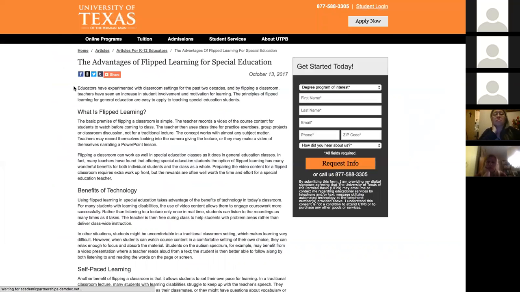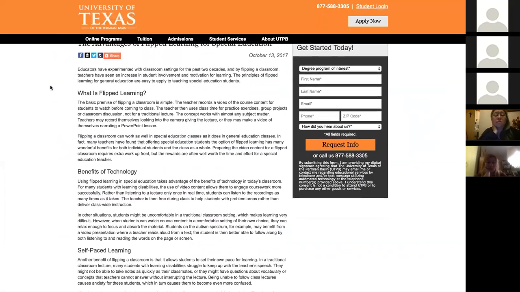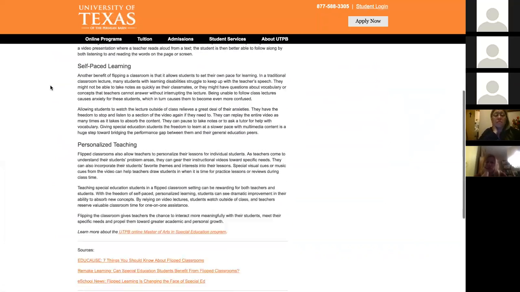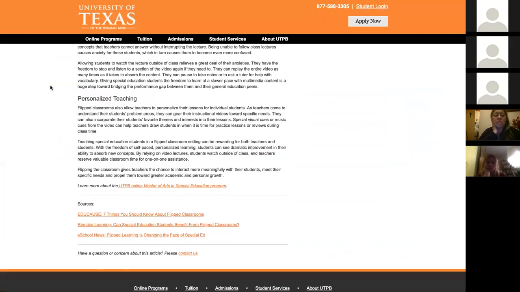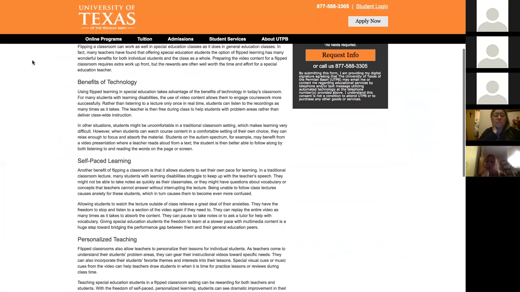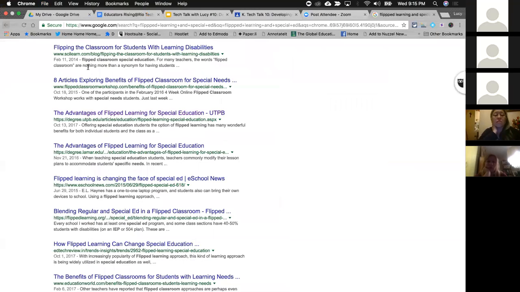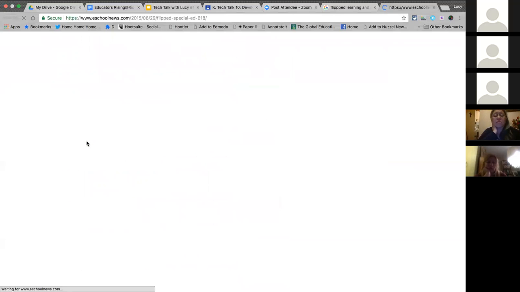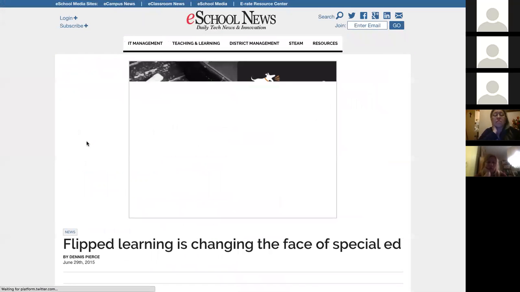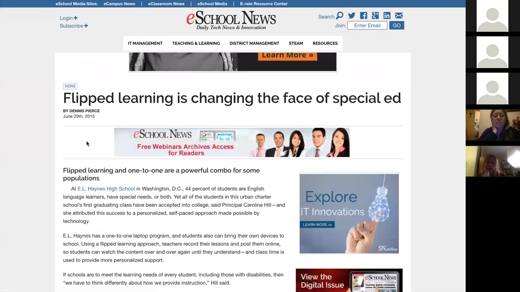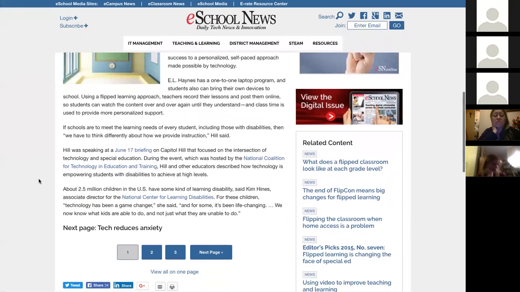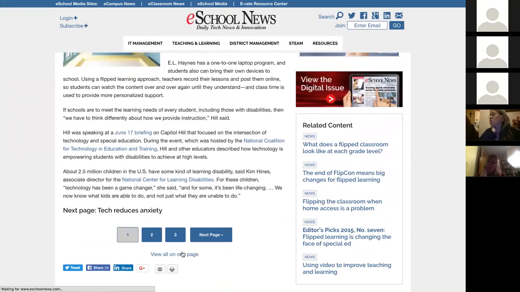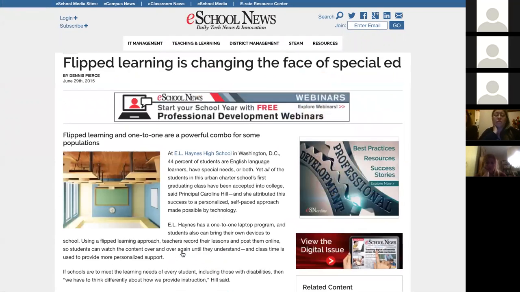This looks like an online degree website, which tends to put out articles to attract people there, but maybe it'll be good, it's University of Texas. So here it's benefits of technology, it's self-paced, it's personalized. Okay, we know that, but it's not really talking about special ed particularly. Here's an article that says it's changing the face of special ed. And let's see if we can see all of that one page. So the technology reduces anxiety is one of their points.